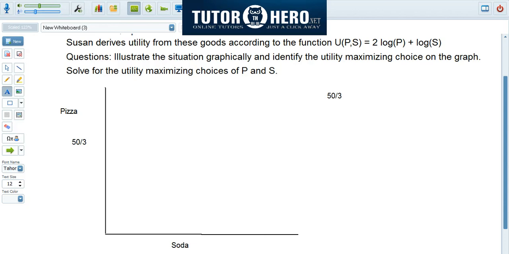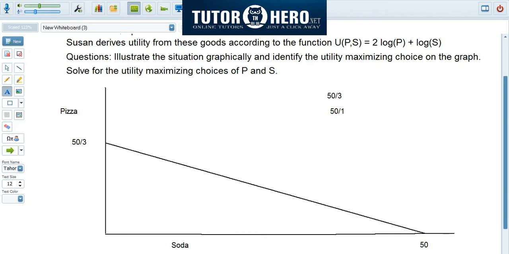Now we ask ourselves the same question for soda. Your budget is $50 and soda costs $1 each. So 50 divided by 1 is 50. So how much soda could you buy? Well, you could buy 50 worth of soda. And so I'm going to need to extend the graph a little bit to make sure that we have room for that. And so we're going to put a point on here that's 50. And so what does the budget line do? The budget line just runs between these 2 points.